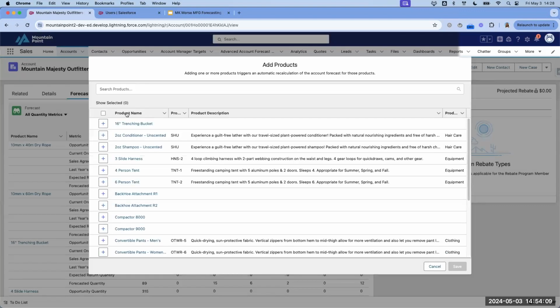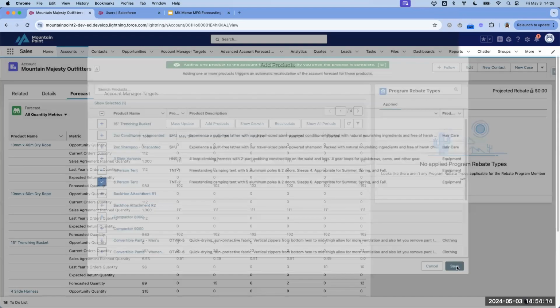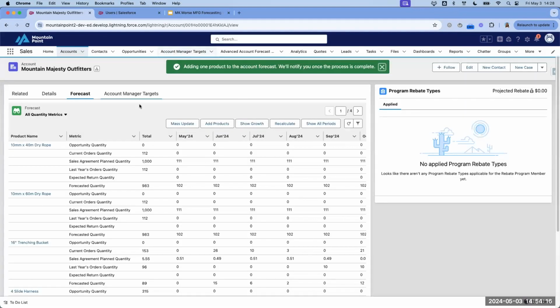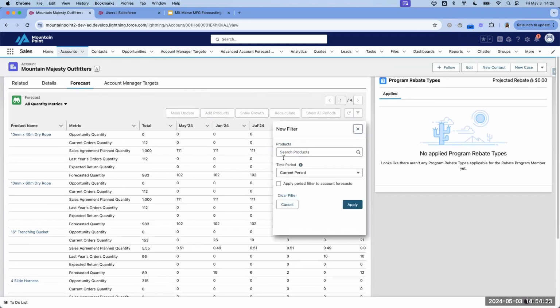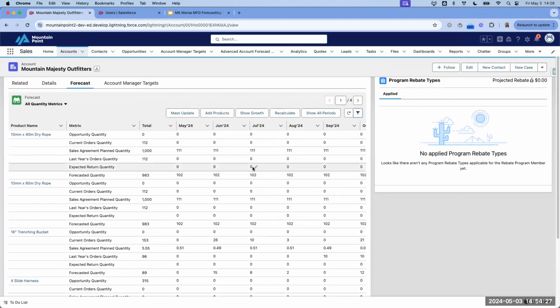So if I were to come here and let's say the 6-person tent, I were to add that in, it's going to go ahead and recalculate, and I'll get a notification in my email once this has been recalculated. Now there's a lot of products here, so we can filter those products as needed. We can also filter by time because there's a lot of data here. We can recalculate this at any time. So if you think that the numbers could be potentially off, maybe there was a very large order that came in that's not reflecting here, we could recalculate that at any time.